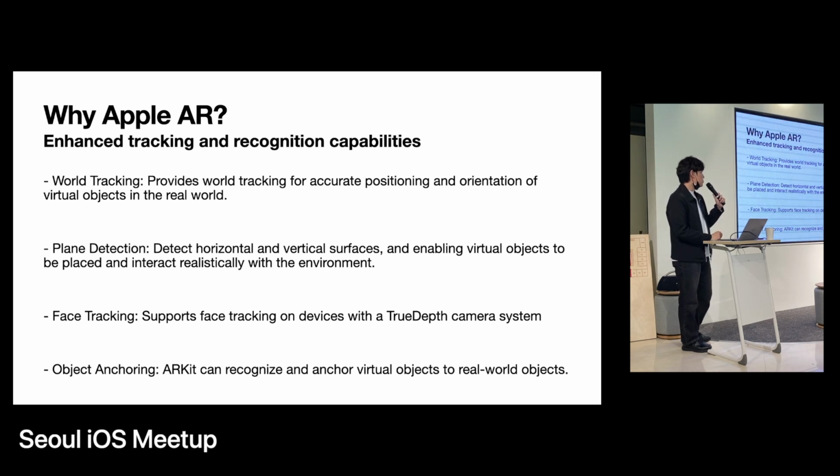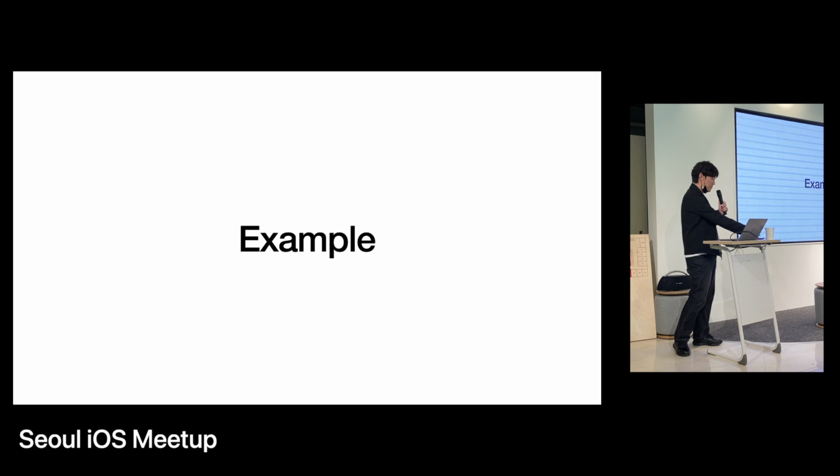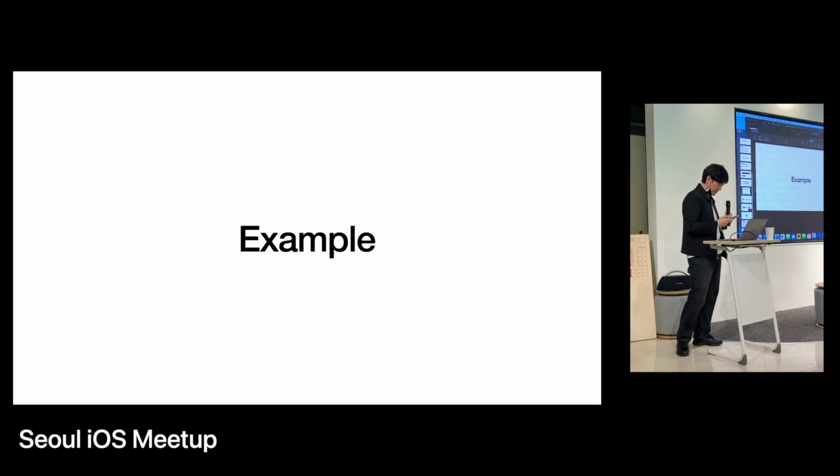Also, by using Apple's TrueDepth camera, you can do face tracking. For example, when you're using the Apple Messages app, in the case of the emoji, you can detect if your face is smiling or angry. That's based on the TrueDepth camera. And also object anchoring, where ARKit can anchor virtual objects. So, yeah, this is too hard to understand. Let me just show you a real example.